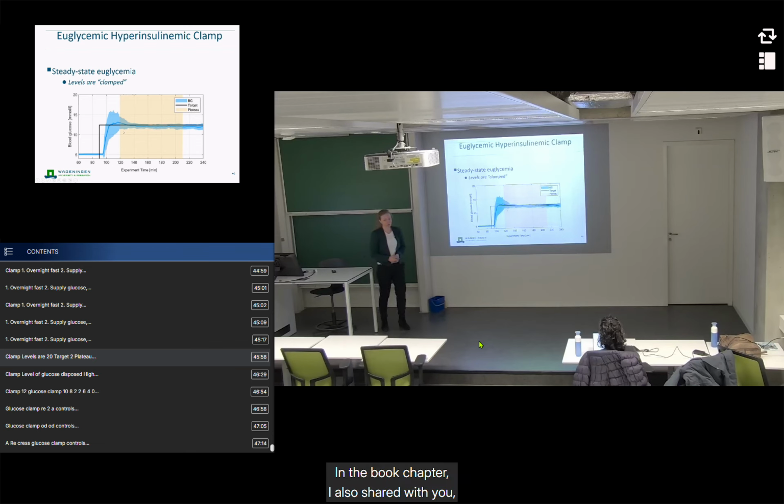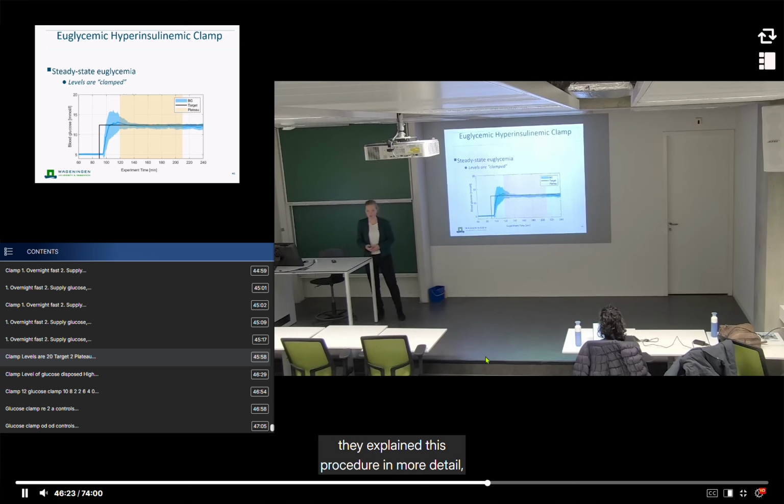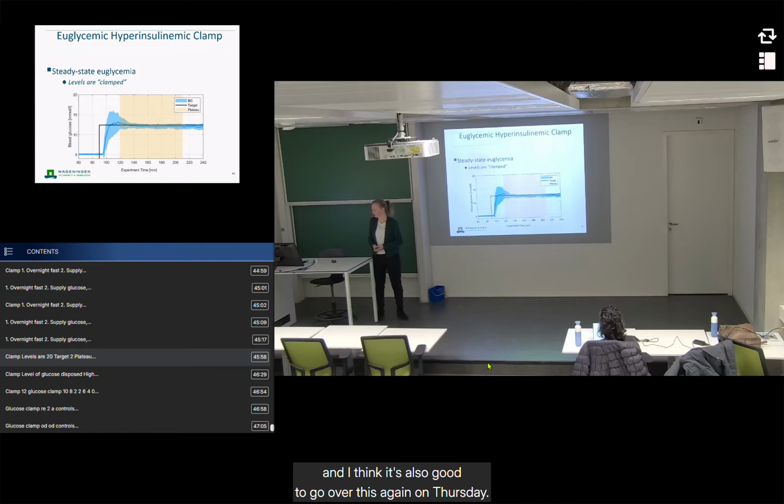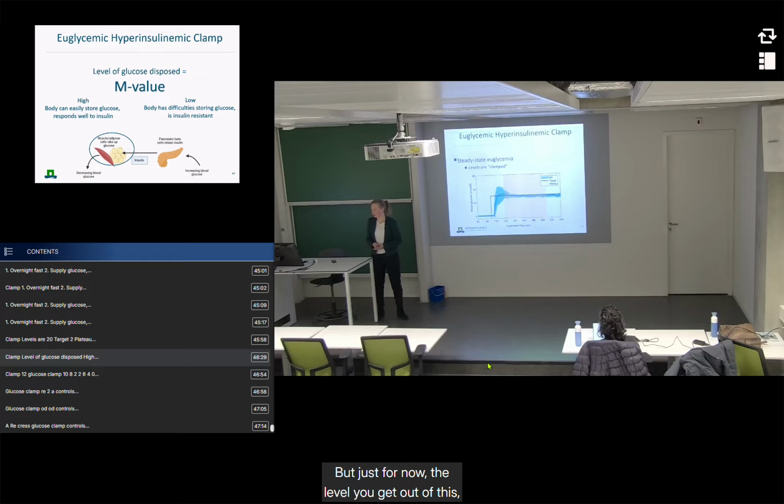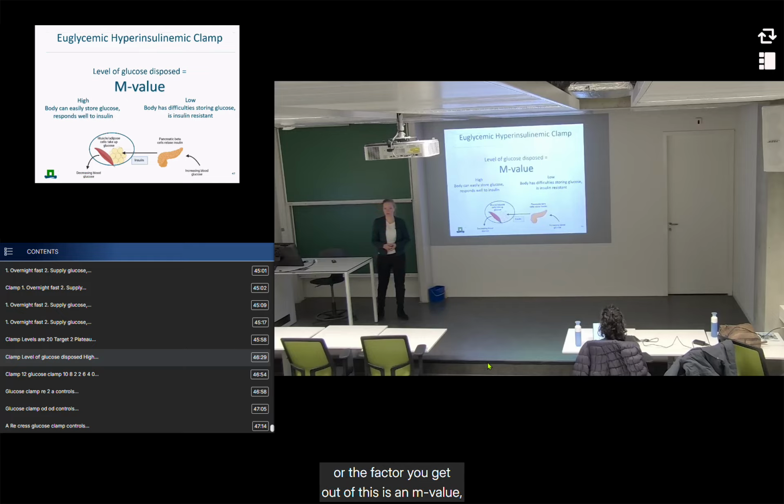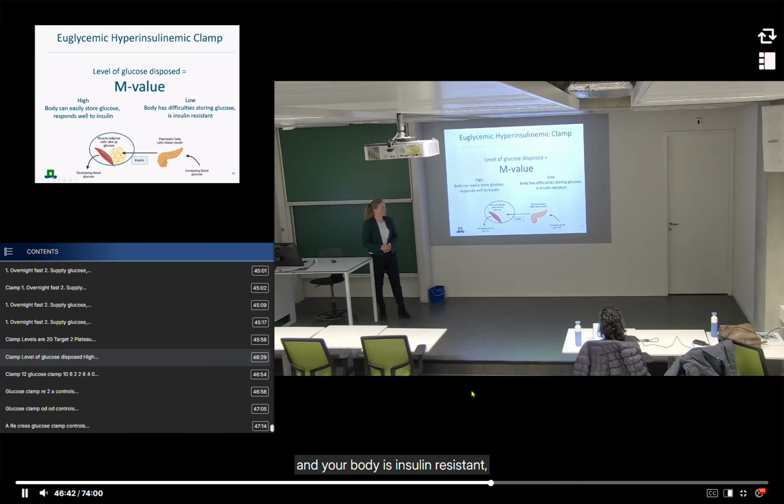In the book chapter I also shared with you, they explain this procedure in more detail, and I think it's also good to go over this again on Thursday. But just for now, the factor you get out of this is an M value, and this reflects the level of glucose that is disposed in your body. If this value is low, your body is insulin resistant. If this value is high, your body can easily store the glucose, and this means that your body can respond well to insulin.